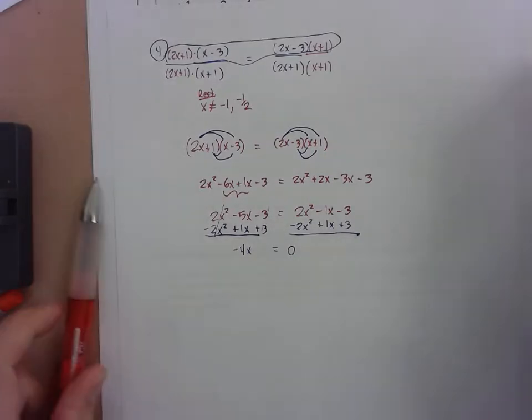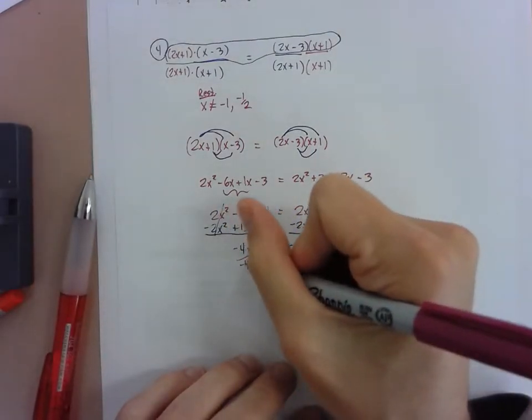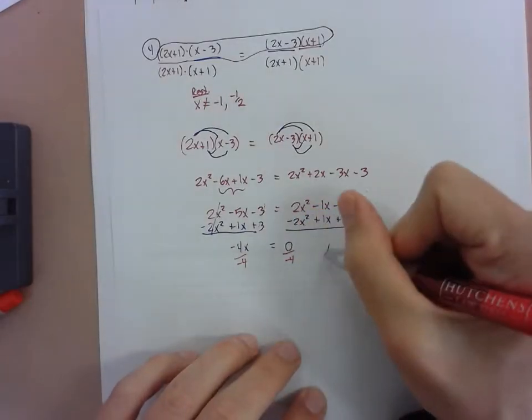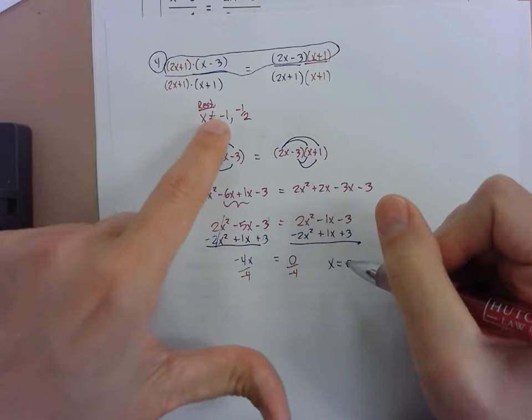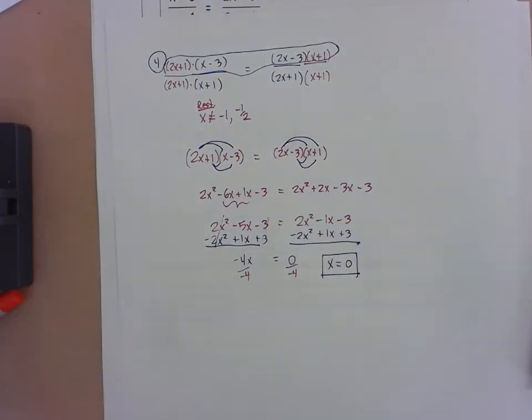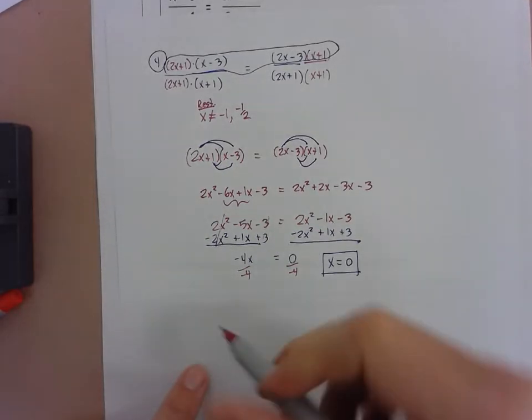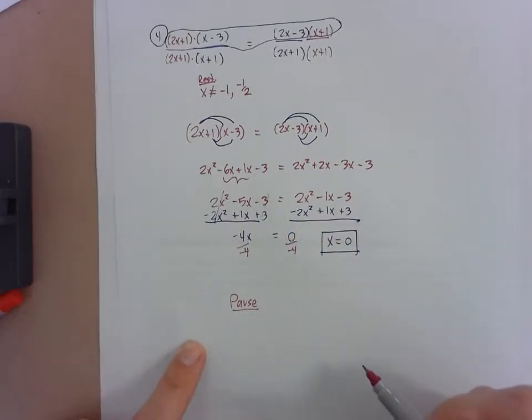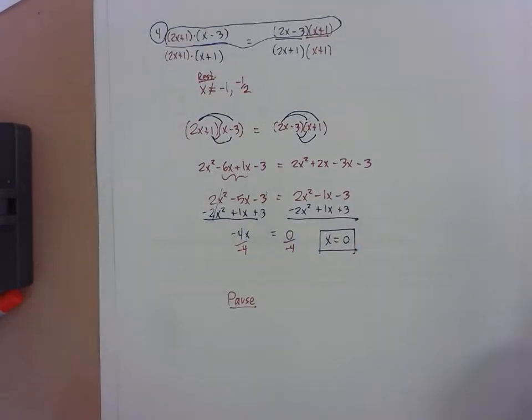Well, let's see. Divide by negative 4. 0 divided by any number is, of course, 0. So that's going to be x equals 0. And that does not match our restrictions. So there is your answer. Now, if you haven't tried one on your own, I'm going to want you to try at least number 5, pause the video, work it out, and see if you can get the answer.